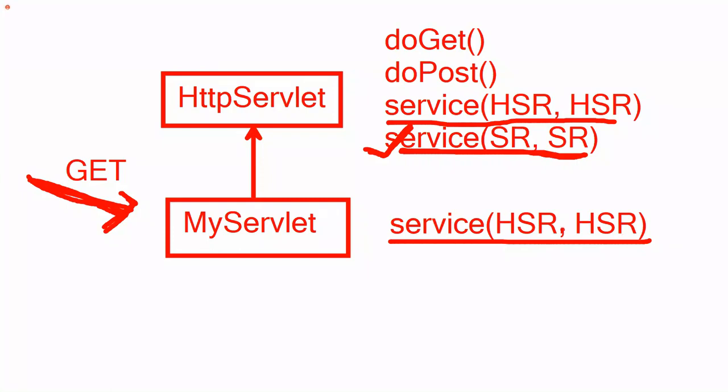First, it will search in subclasses only, always. That is called dynamic binding. If it is not there in the subclass, then it will search in the superclass. So what will happen? This service method is called. From this, my Servlet service is called and stopped.